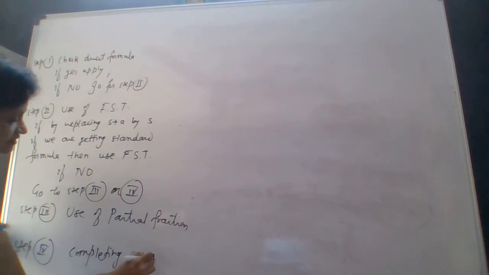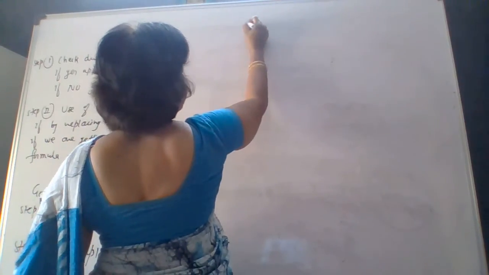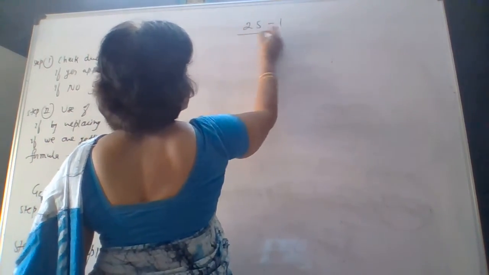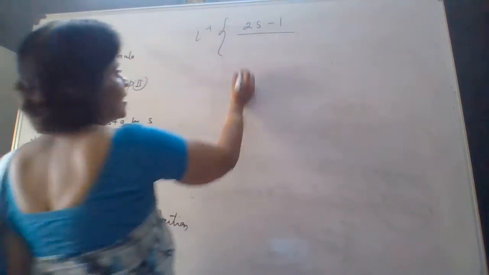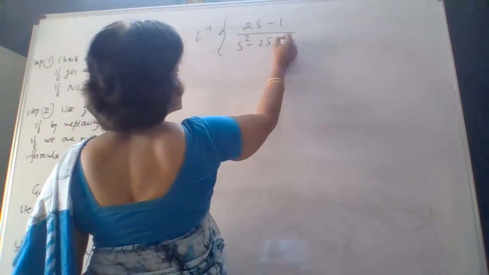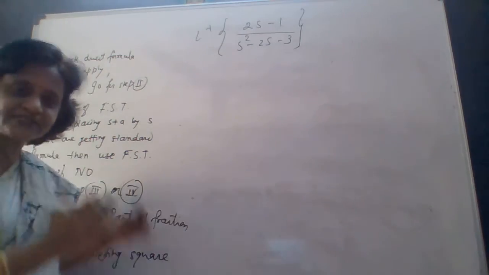Now again, it depends on the problem, it depends on the function, what you have to use. Now I will take a problem where both the methods are applicable. So let's say we are finding L inverse of (2s minus 1) upon (s square minus 2s minus 3).